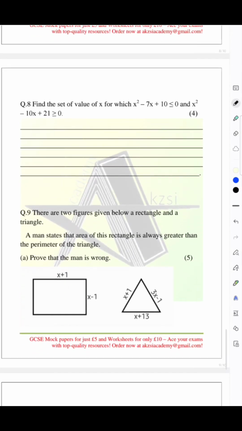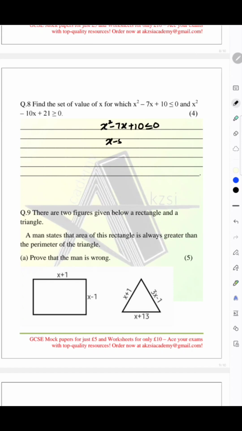Question 8 says find the set of values of x for which x squared minus 7x plus 10 is less than or equal to 0 and x squared minus 10x plus 21 is greater than or equal to 0. That means we just have to solve them separately and see which values are overlapping, and that will be the final answer.